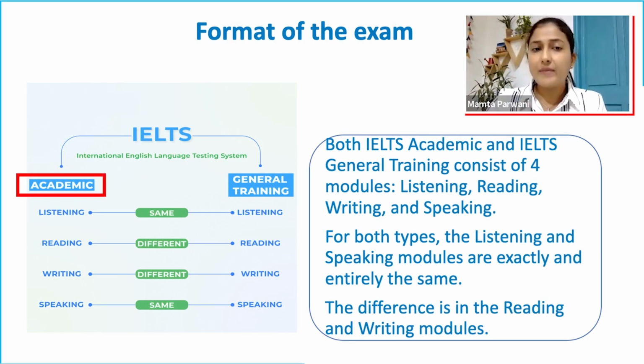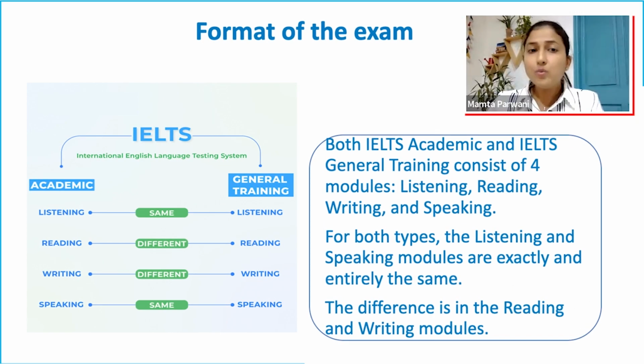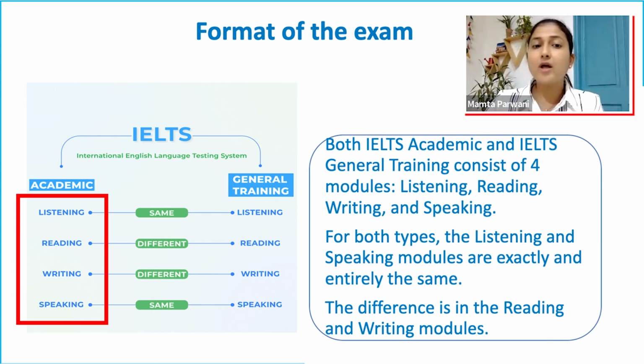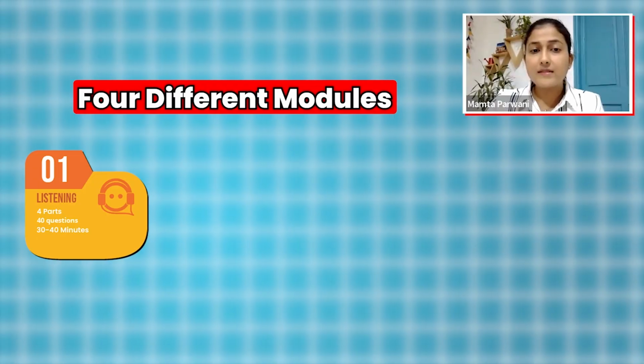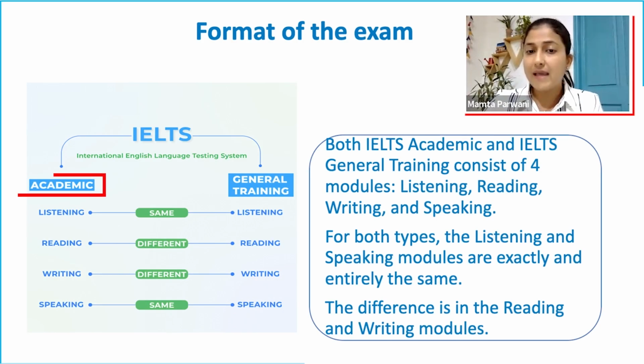Great. Let's proceed further. Now, be it academic, be it general training, the format of the exam remains the same. What is the format? You will be appearing for 4 different modules. That means your entire test would be conducted in 4 modules. These 4 modules are listening, reading, writing, speaking. These 4 modules are common for academic as well as for general training. Before we proceed further, let us understand these 4 skills. We call them modules here. When we are preparing for IELTS, we call them modules.